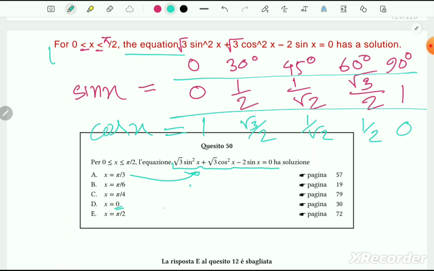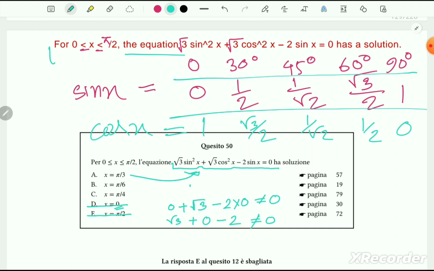Let's check with 0. Sine 0 means 0, plus cos 0 means 1. So in this case we'll get root 3 minus 2 into 0. So this is not 0. This is option D. We can just cancel it out. Let's try with 90 degree. Sine 90 degree is 1. Then we get root 3, cos 90 degree 0, minus 2, not equal to 0. So option E is also not possible.